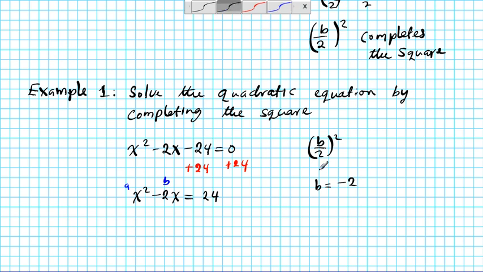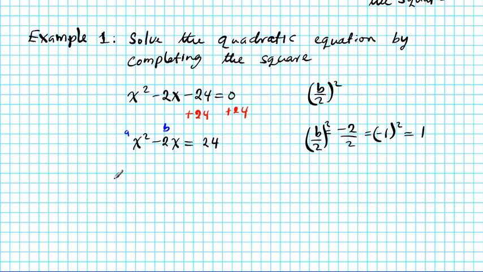Alright, so b, what are we going to do with this? We're going to divide it by 2, which is negative 1, and then we're going to square it. Remember, b over 2 squared, right? You always square it. So what do we get when we do b over 2 squared? Negative 1 squared is just 1. So this number 1 completes the square. Alright, so we're going to have x squared minus 2x, and then we're going to add that 1 there, plus 1. Okay? So that we have a perfect square trinomial on the left side equals 24 plus 1.